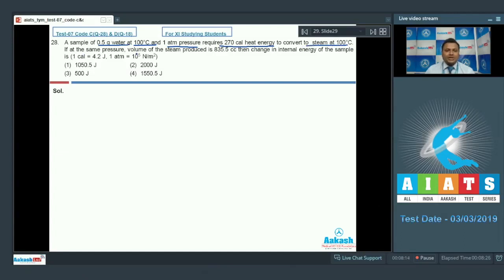If at the same pressure, volume of steam produced is 835 centimeter cube, then what will be the change in internal energy of the sample? We have to calculate the change in internal energy of the sample, and we know very well, if we apply the first law of thermodynamics, the question will be done in a very simple way.